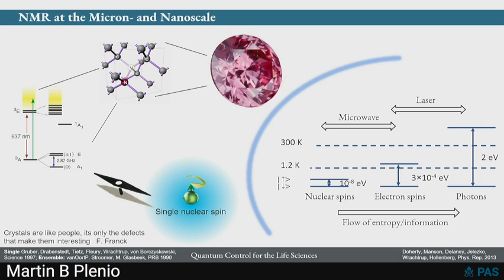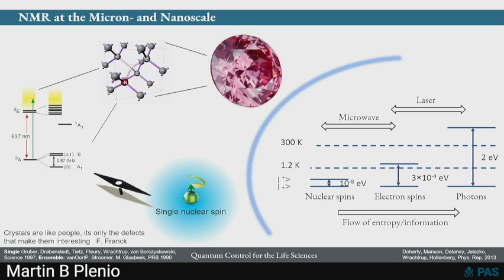And so this system, of course, has been around for a while, and even in the 80s, people were looking at ensembles of these systems and did optically detected magnetic resonance. But then in the pioneering work, Jörg Wrachtrup managed to do these experiments on single NV centers, and that really made a very big difference in the development of this type of technology.